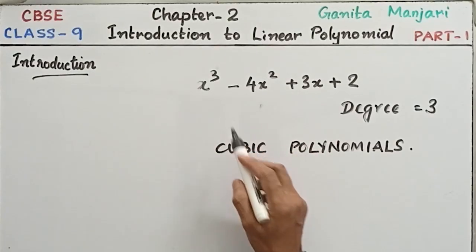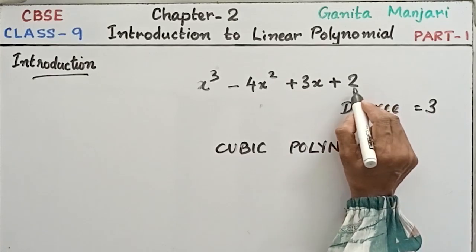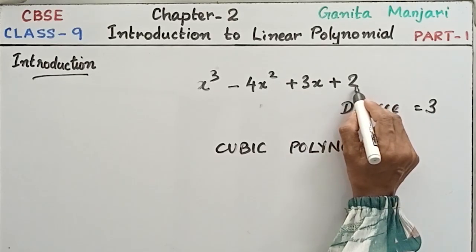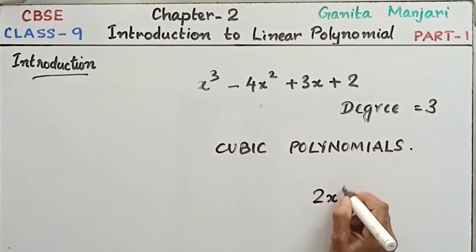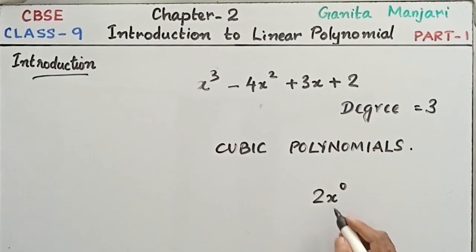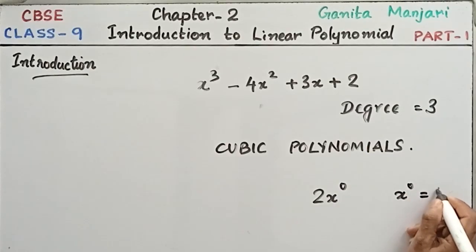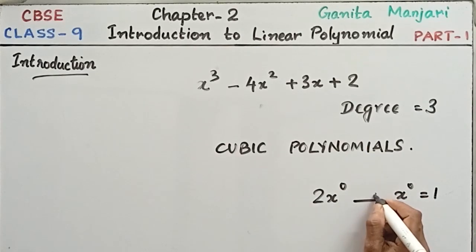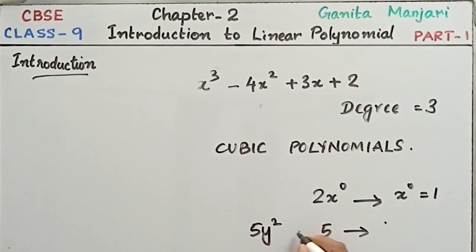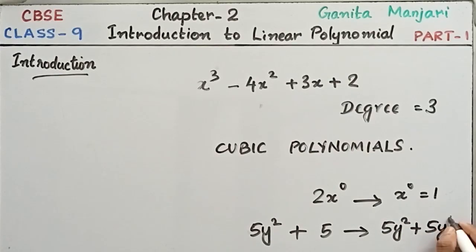And here, the constant term is 2. We can rewrite it as 2x raised to 0, because x raised to 0 is 1. Suppose this is the expression: 5y square plus 5. We can rewrite it as 5y square plus 5y raised to 0. So what's the coefficient of y raised to 0? It is 5. Or what is the constant term? That's 5. Hope it's clear.